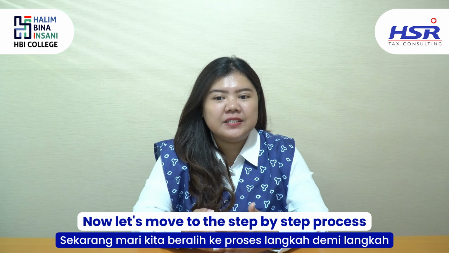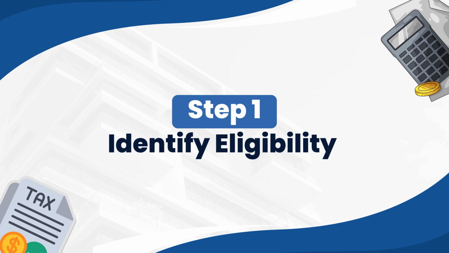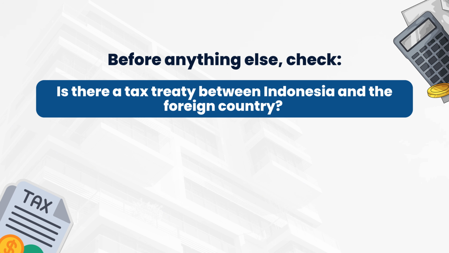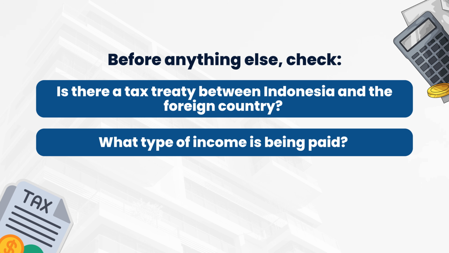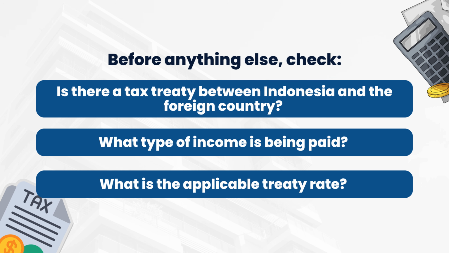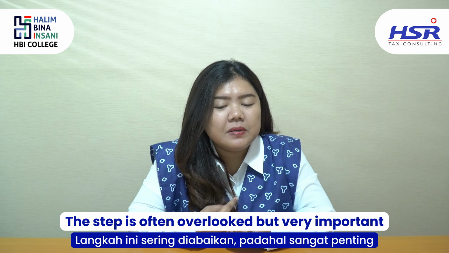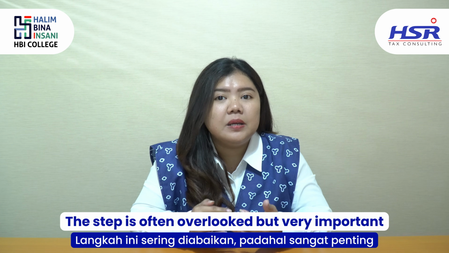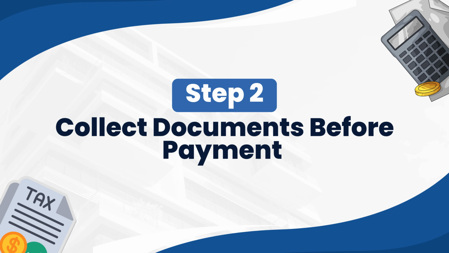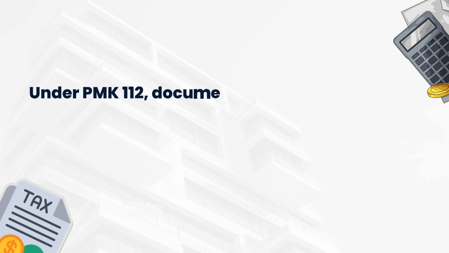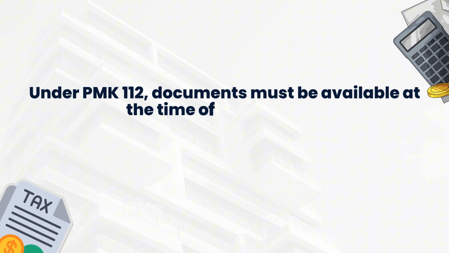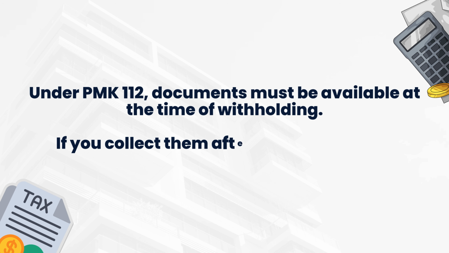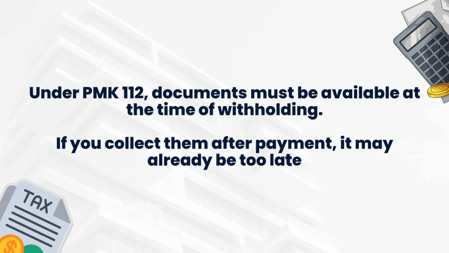Now, let's move to the step-by-step process. Step 1, identify eligibility. Before anything else, check: is there a tax treaty between Indonesia and the foreign country? What type of income is being paid? What is the applicable treaty rate? This step is often overlooked but very important. Step 2, collect documents before the payment. This is very critical. Under PMK 112, documents must be available at the time of withholding. If you collect them after payment, it may already be too late.